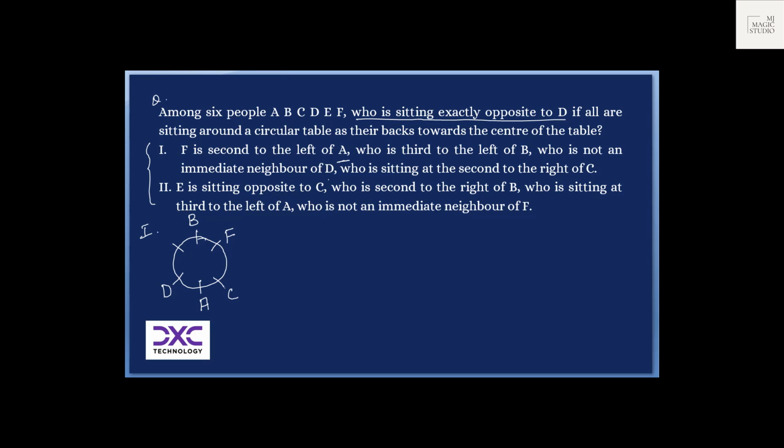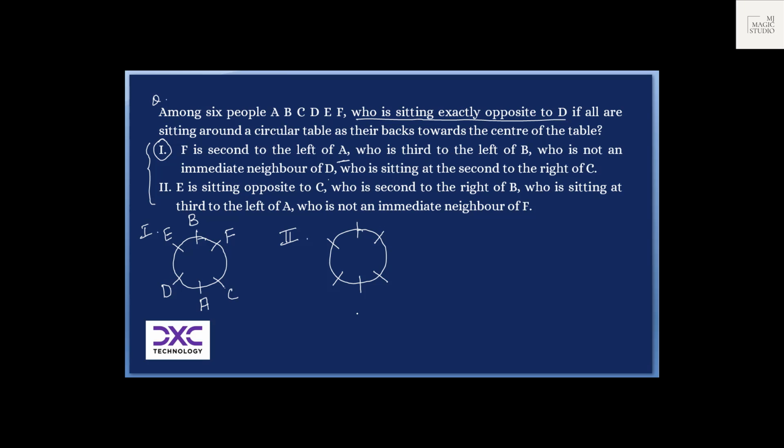Now, we have got six people, A, B, C, D, and E is obviously at this point. That means statement 1 is giving us the entire arrangement, which is possible. Who is sitting exactly opposite to D? F is sitting exactly opposite to D. We can answer this question with the help of statement 1 alone. Let's see what is there in statement 2. Because there is one more option, like each statement alone is sufficient. Again, since they are looking away from the center of the table, their left is our right.